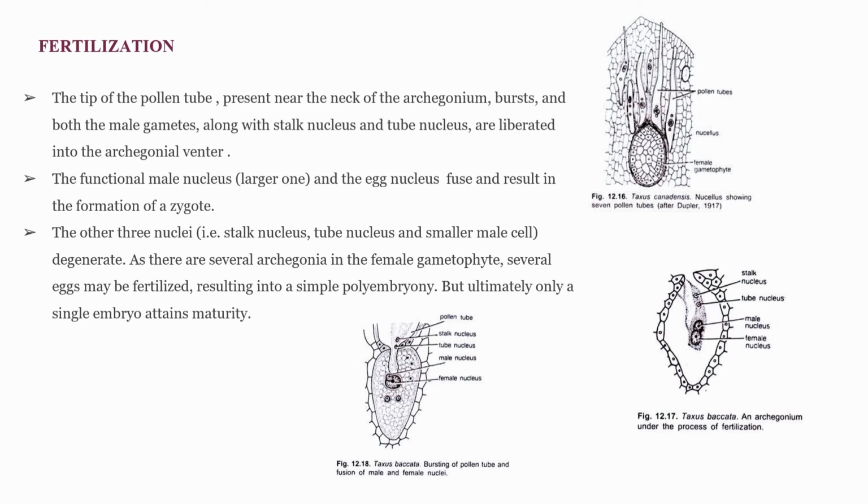Fertilization. The tip of the pollen tube present near the neck of the archegonium bursts and both male gametes along with the stalk nucleus and the tube nucleus are liberated into the archegonial venter. The functional male nucleus and the egg nucleus fuse and result in the formation of a zygote. The other 3 nuclei degenerate. As there are several archegonia in the female gametophyte, several eggs may be fertilized, resulting in simple polyembryony, but ultimately only a single embryo attains maturity.